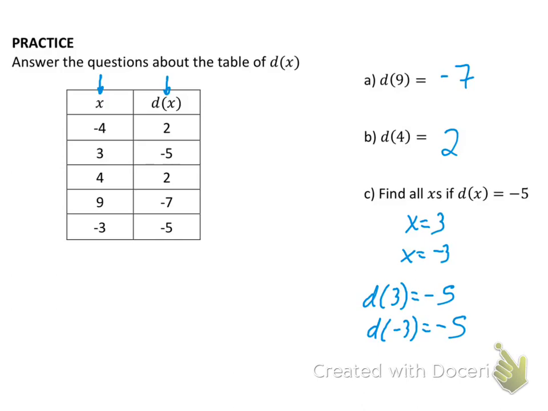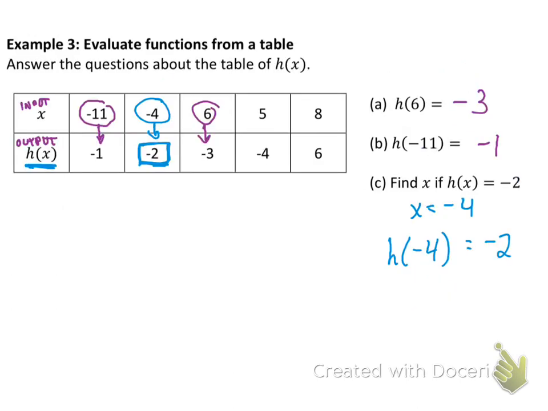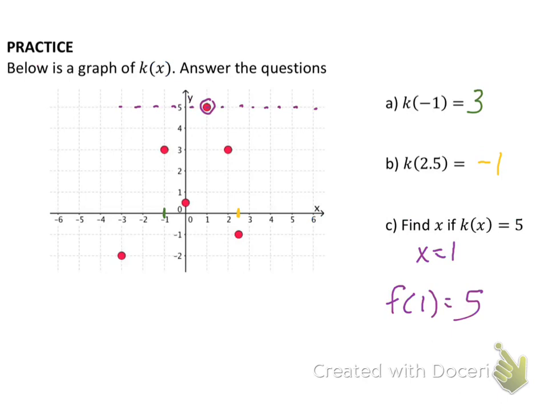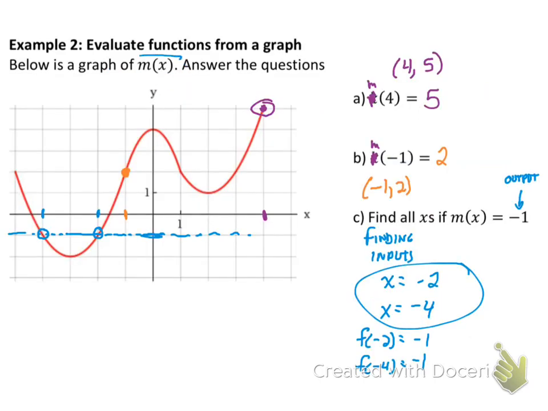Now I was thinking about it, I need to go back a couple slides and fix down here. You'll see that I said f of 1. Well, that's not this function. Our function is k of x. So this would be k of 1 equals 5. And then on this one, our function was m of x. So these shouldn't be f's. They should say m of negative 2 equals negative 1, and m of negative 4 equals negative 1.